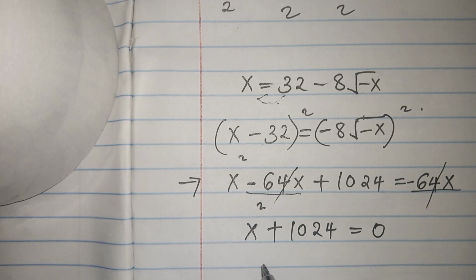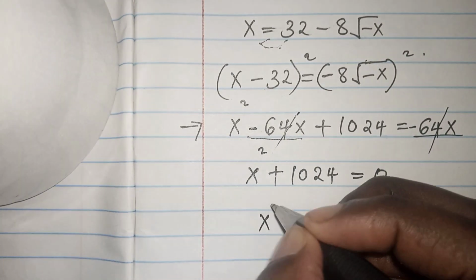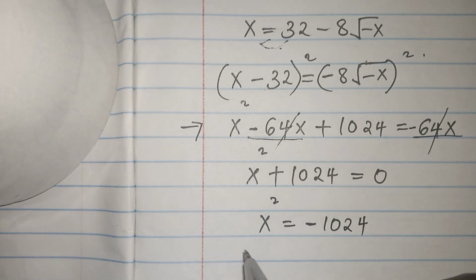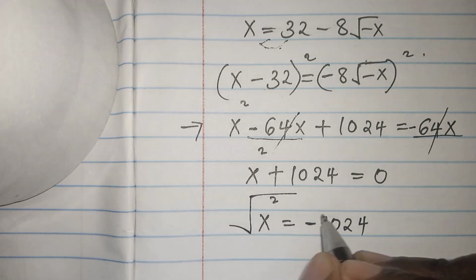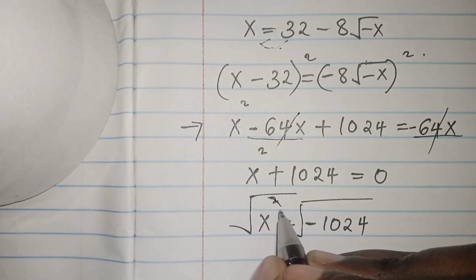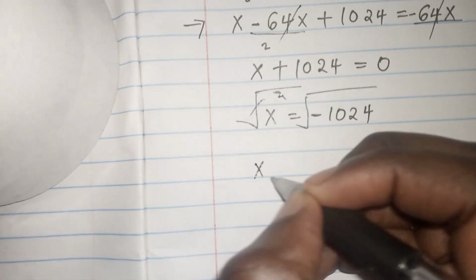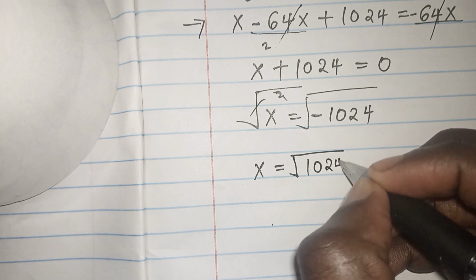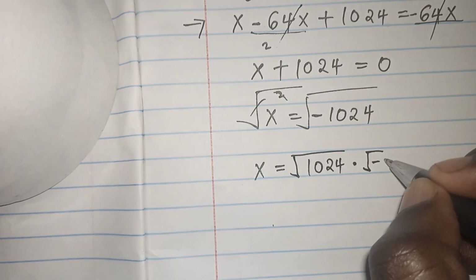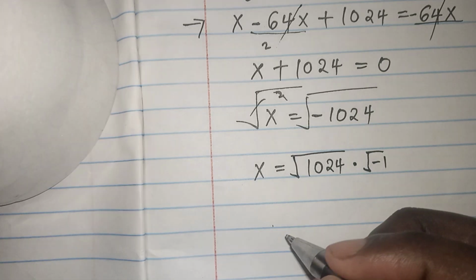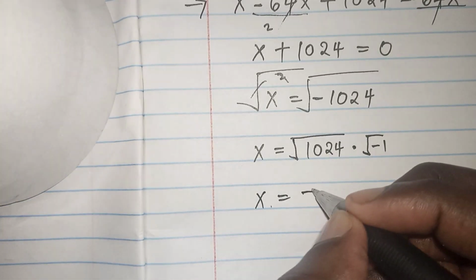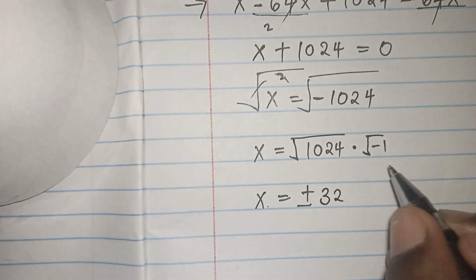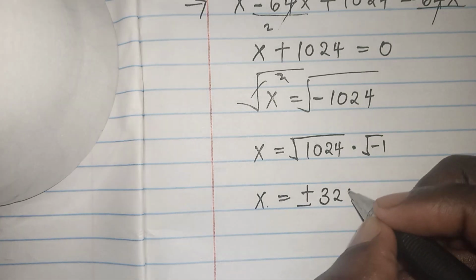Okay, so we can now get the value of x. So x squared is equals to negative 1024. To get the value of x, we shall square root this side and square root this side. This square will cancel with the square root. x is equals to square root 1024 times square root negative 1. Therefore, this means that x is equals to plus or minus square root 1024. This gives us 32. Square root negative 1, this is imaginary.